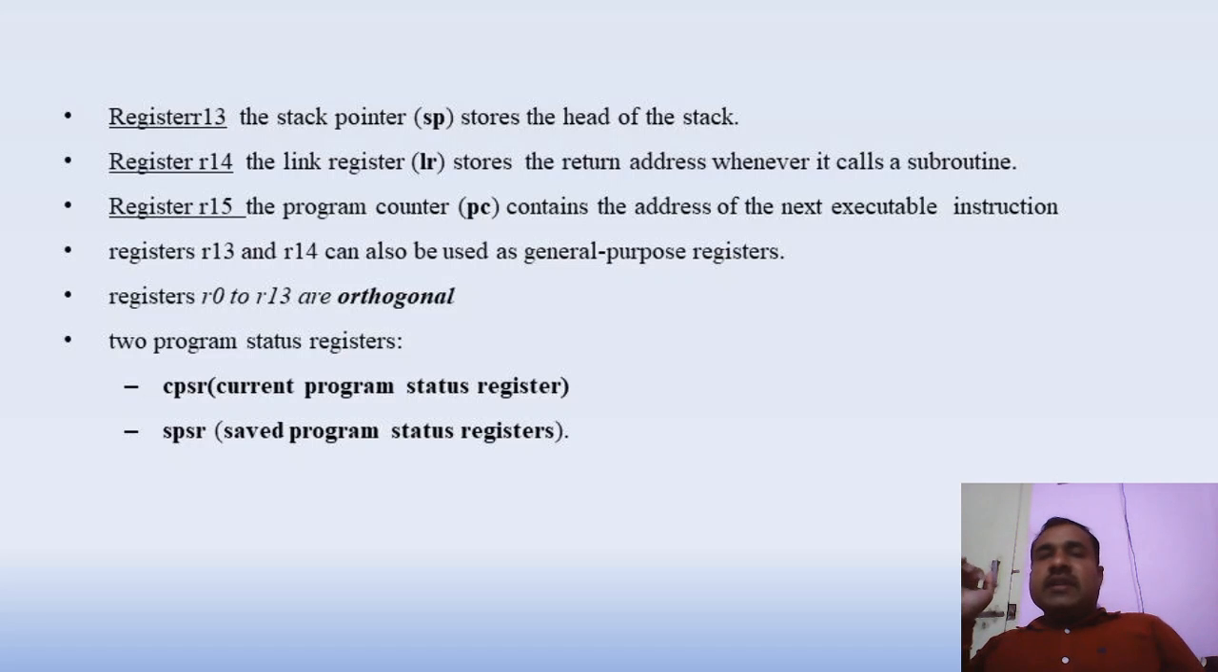R14 is the link register, which stores the return address whenever it calls a subroutine. So whenever an ARM processor calls a subroutine, before jumping into the subroutine, it stores where to return. That address is stored into LR. And R15 is the program counter. The program counter will always be pointing to the next executable instruction.